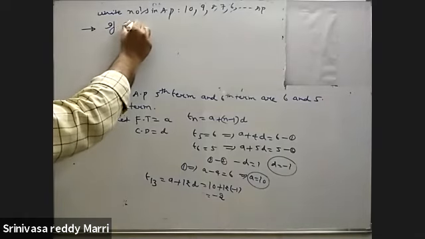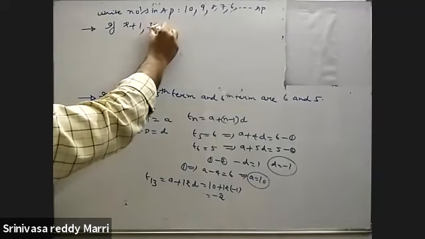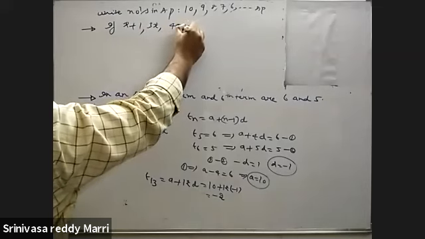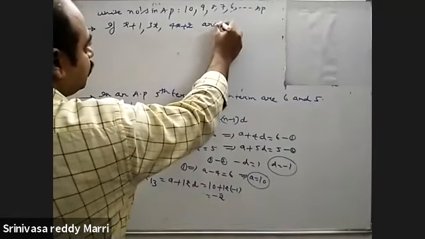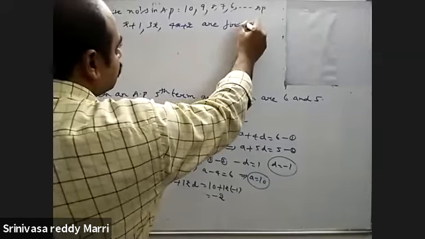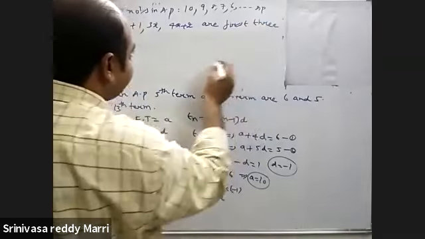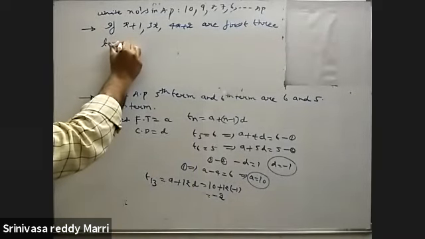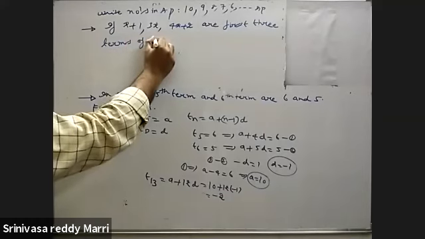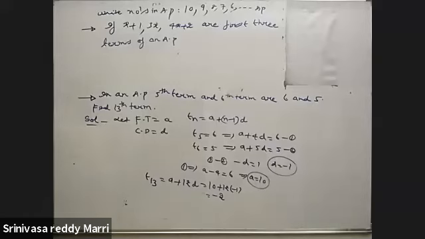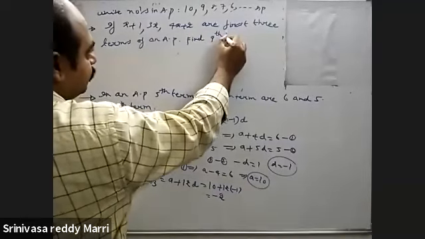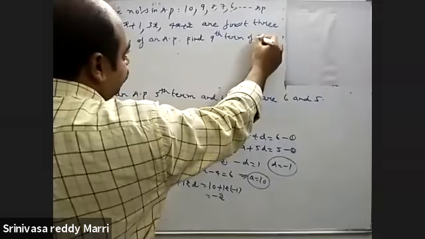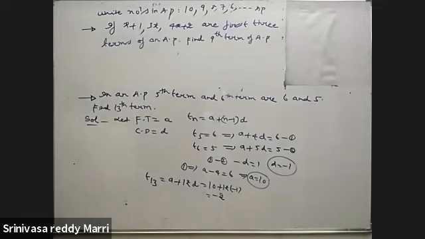One more problem. If x plus 1, 3x, 4x plus 2 are the first three terms of an AP, find the ninth term of the AP.